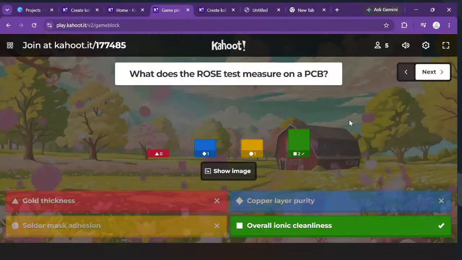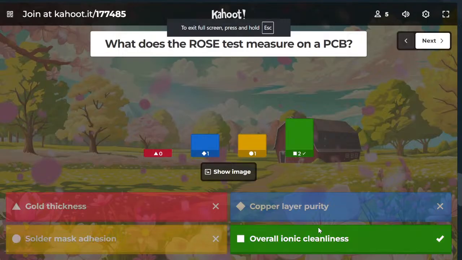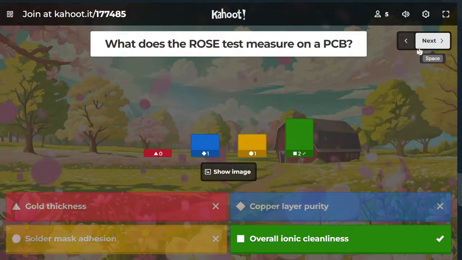So the Rose test, the main aim of the Rose test is to measure the overall ionic cleanliness, not the copper layer purity. Okay. So those who missed these kinds of questions like Rose test and tape test, kindly go back and watch those sessions where we discussed very clearly about Rose test and tape test.